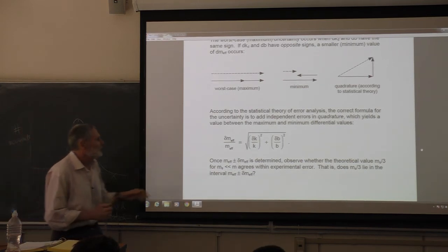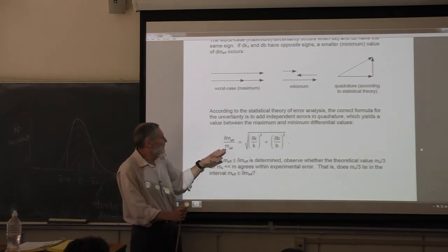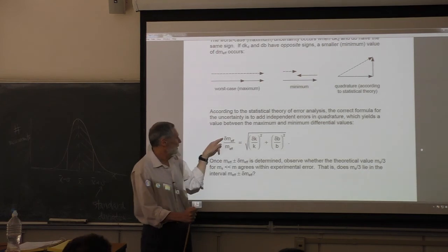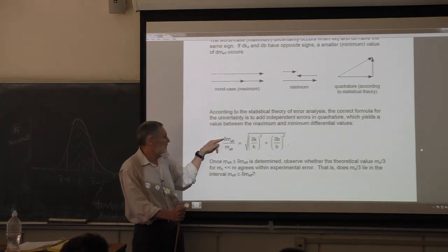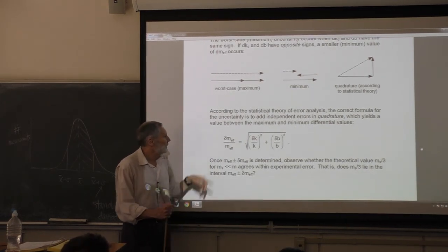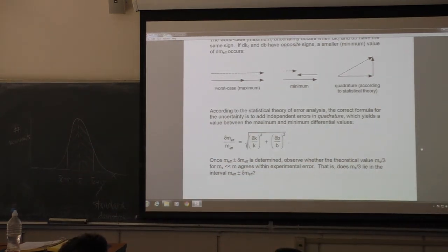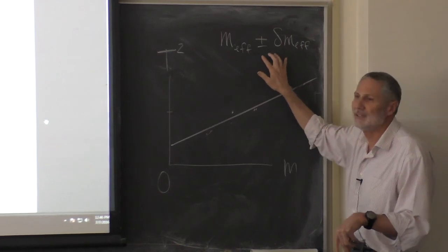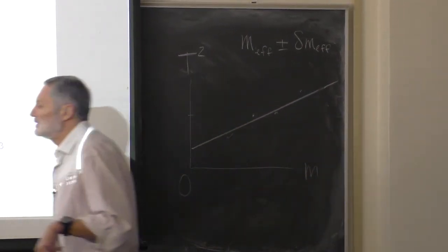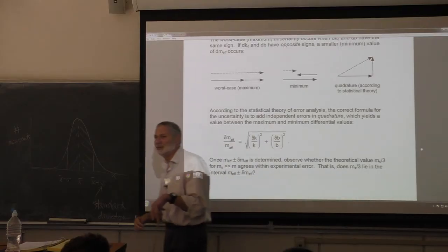Okay, now you can bring this over here and actually get the value in kilograms or grams, whatever you want. Now we know this. What's the next step? Compare to one third the mass of the spring. That's what you're going to do. See if it's inside this interval. If it's inside that interval, then it looks pretty good.